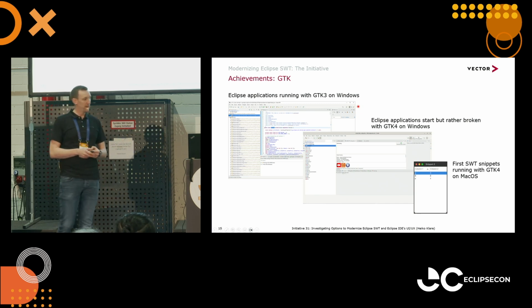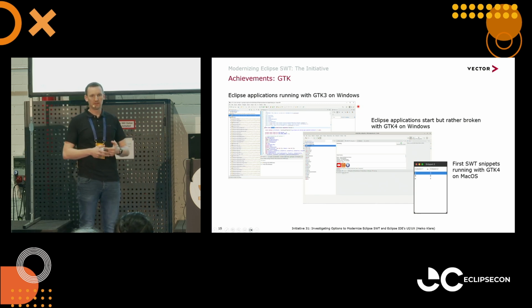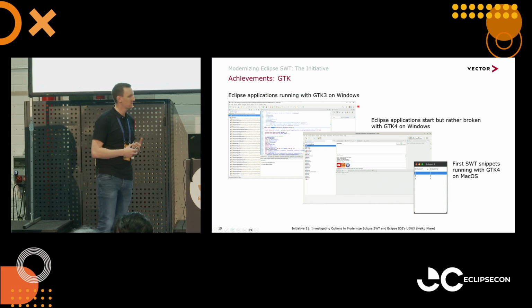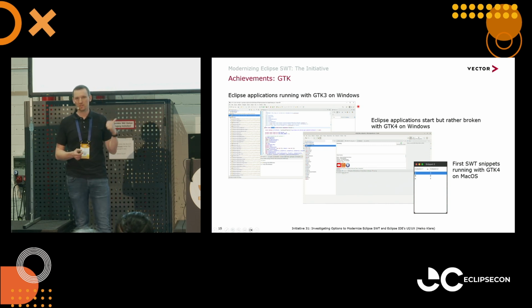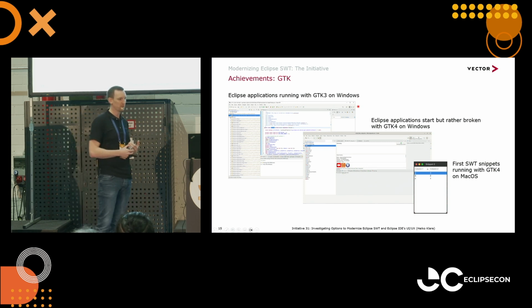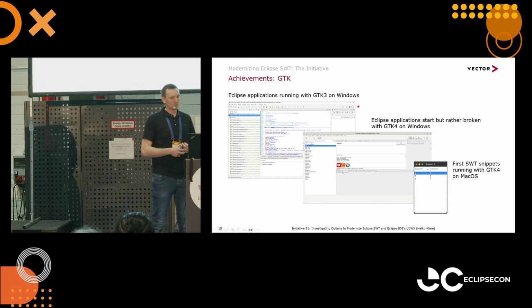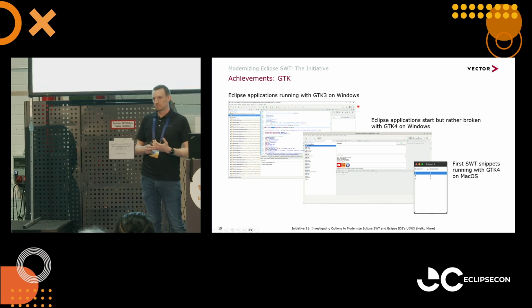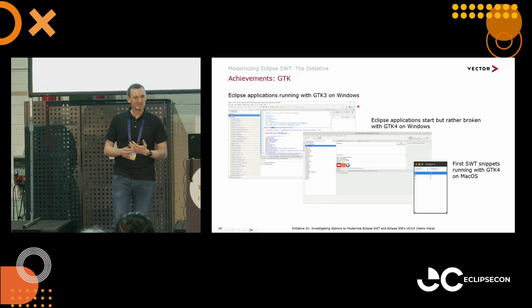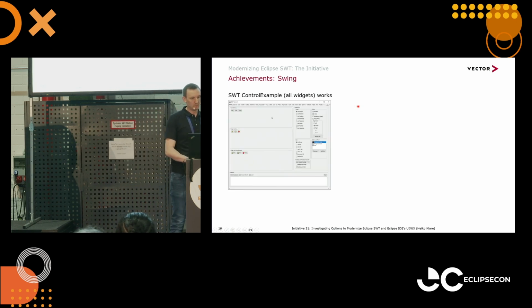And even on macOS, we got the port running, and at least we're able to start SWT snippets also based on GTK 4 because there is no GTK 3 support on macOS. So GTK, as there is an implementation existing, can be used quite out of the box here. That's great to see. Then we took a look at Swing.